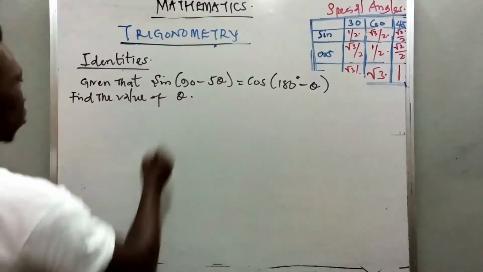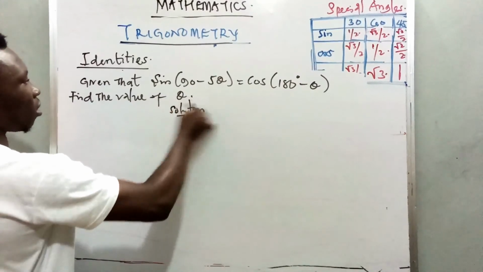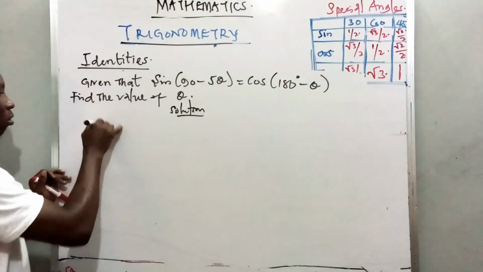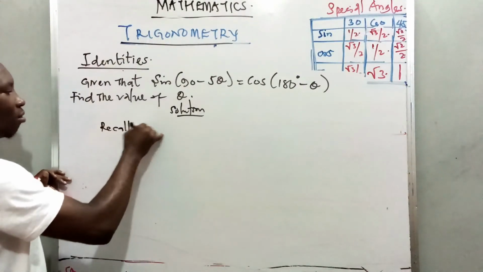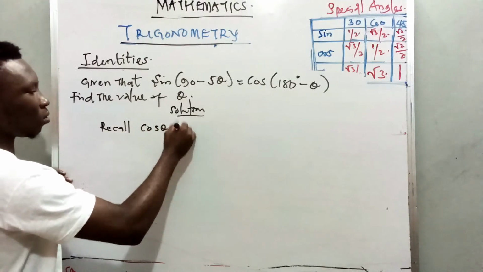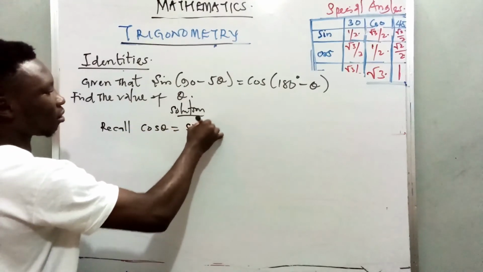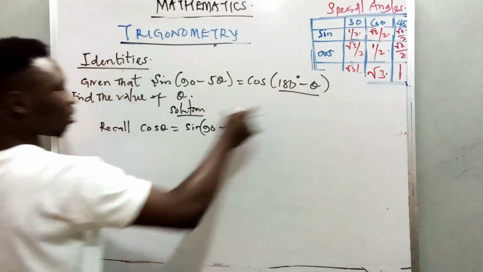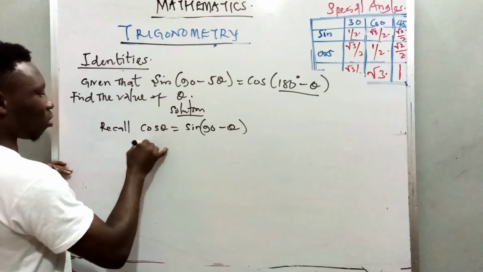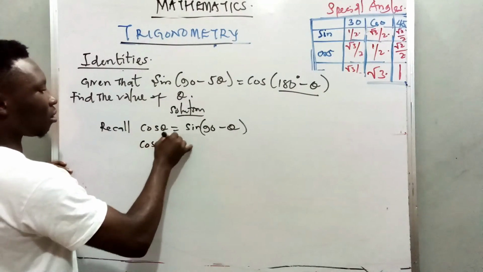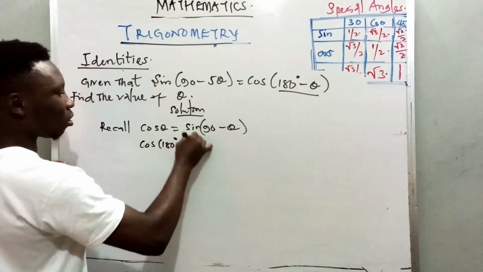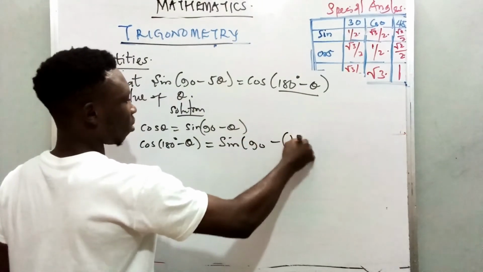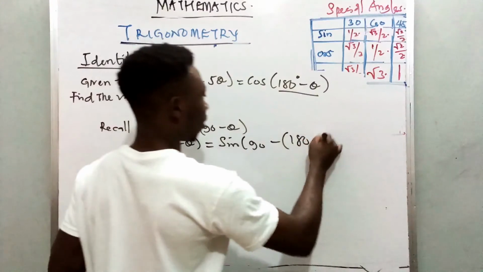Now look at this question here. Solution. The question says sin of 90 minus 5 theta is equal to cos of 180 minus theta. Now recall the relation I gave you. I said that cos theta is equal to sin of 90 minus theta. Therefore, if I treat this as theta, then cos of 180 minus theta is equal to sin of 90 minus 180 minus theta.